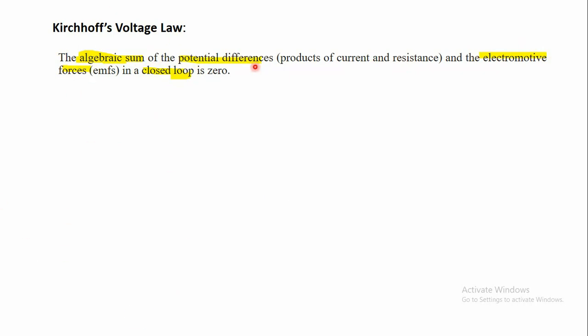The algebraic sum of potential difference and electromotive force in a closed loop is 0. What does it mean? It means summation IR, the product of current and resistance, which is the potential difference, plus summation of sigma, EMF, equals 0. Since it is saying algebraic sum, it must have some sign convention, isn't it? So now we will see the sign convention for it.